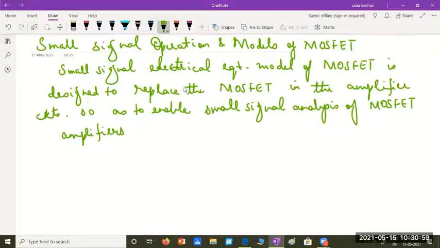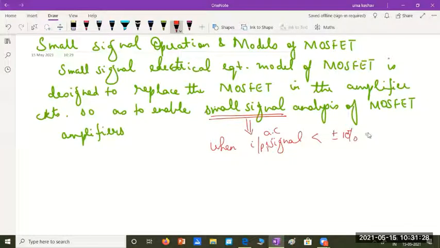Why the name small signal? Anybody? All this we have discussed. Why do we give the name small signal? Yes? When the input AC signal which you supply is less than plus or minus 10% of the Q point values.